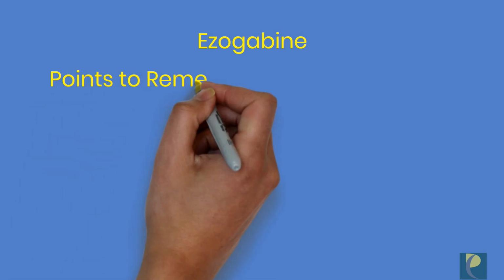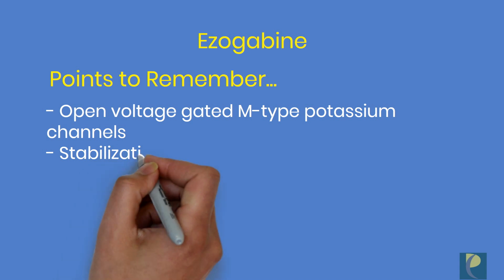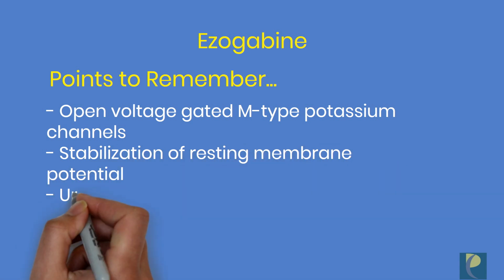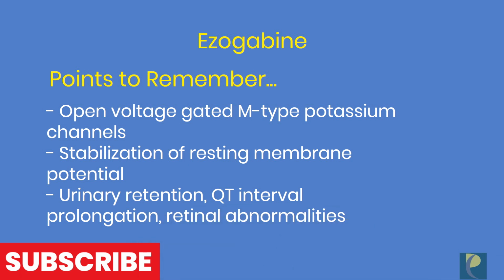Ezogabine. Ezogabine opens voltage-gated M-type potassium channels, leading to the stabilization of the resting membrane potential. The side effects include urinary retention, QT interval prolongation, and retinal abnormalities.